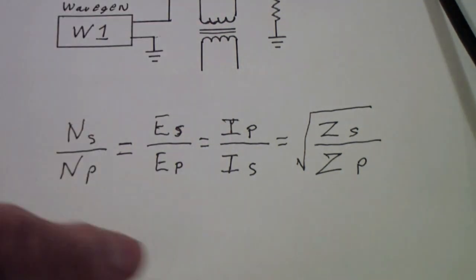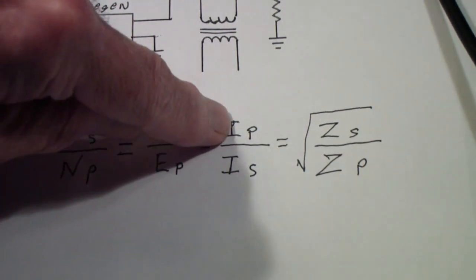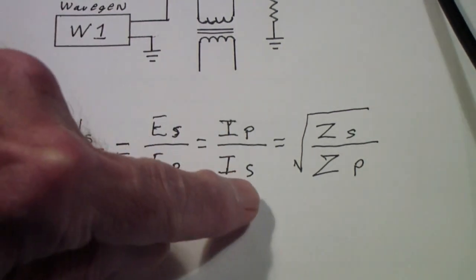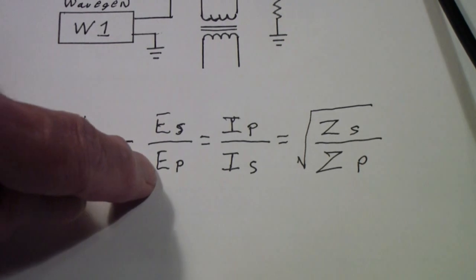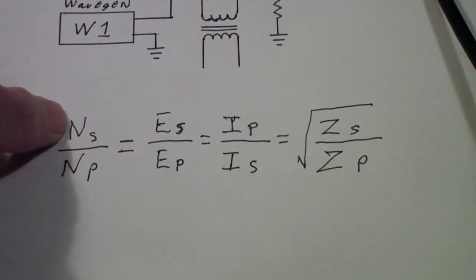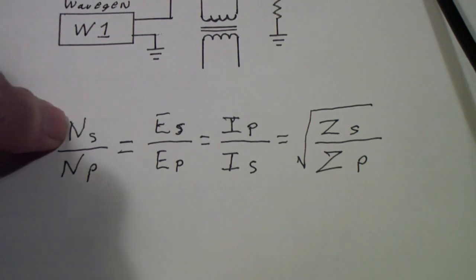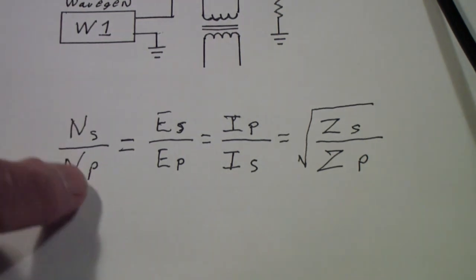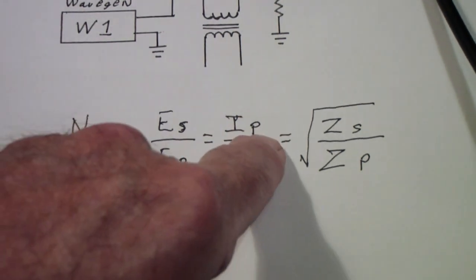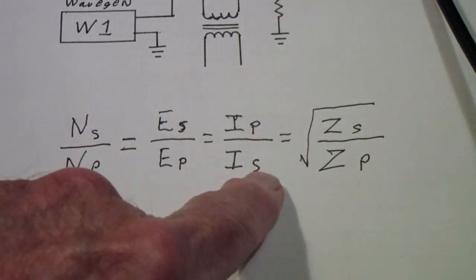I just said that backwards. The ratio of the current in the primary to the current in the secondary, which notice this is upside down from this, is in the same ratio as the number of turns in the secondary to the number of turns in the primary. Notice primary here, primary is on the top there.